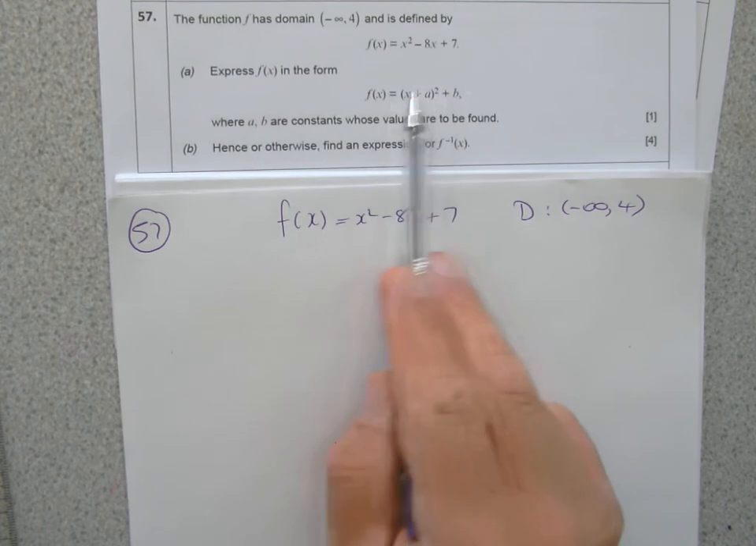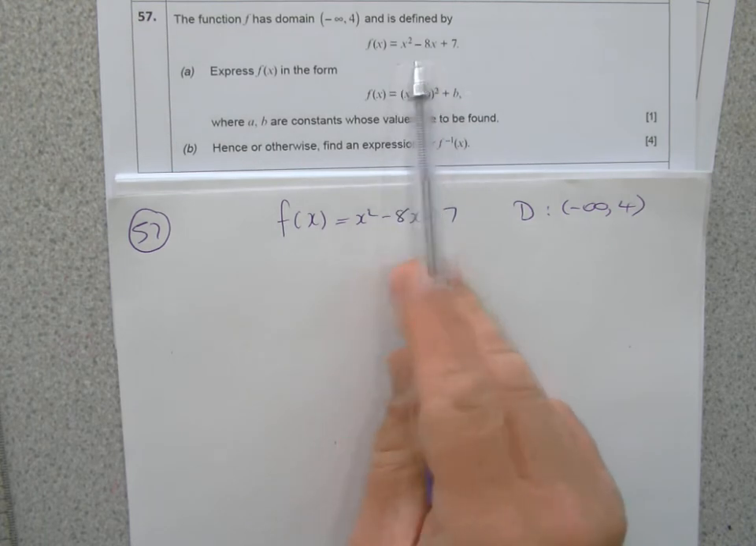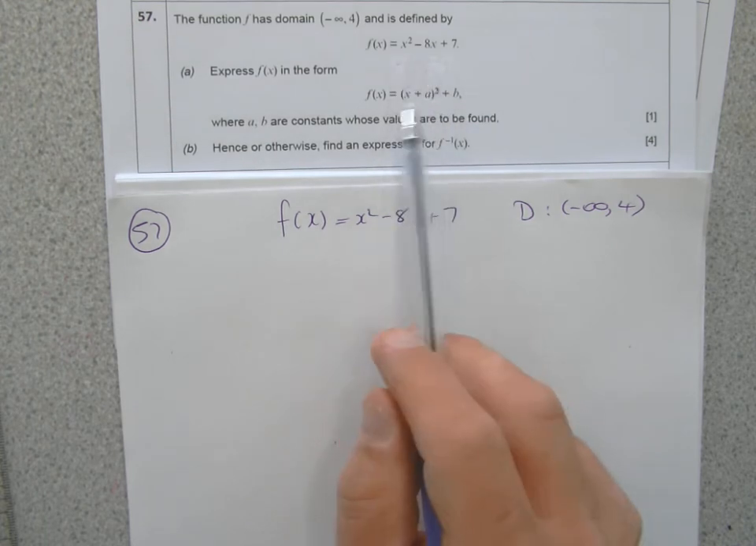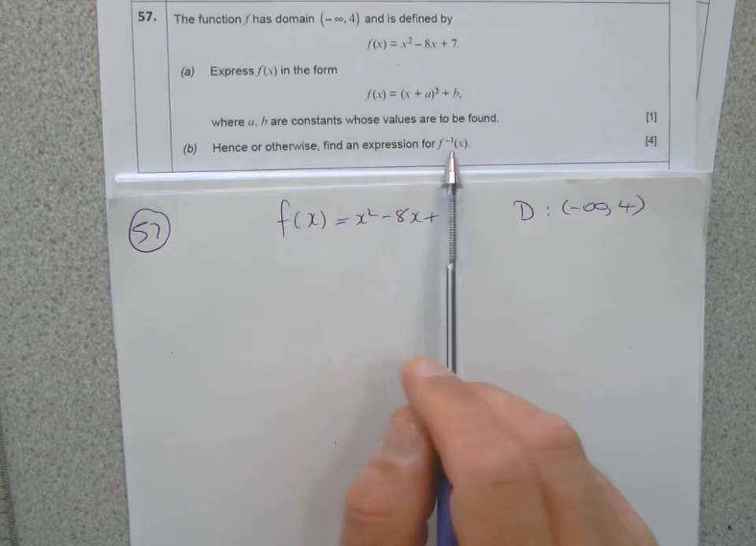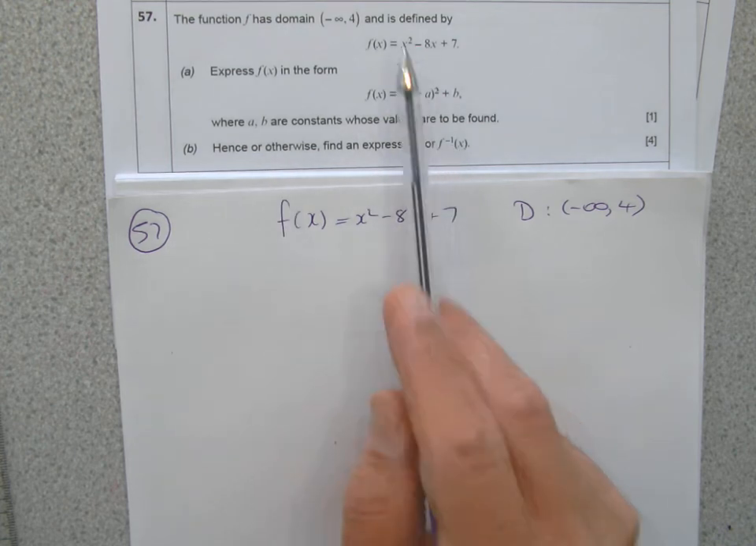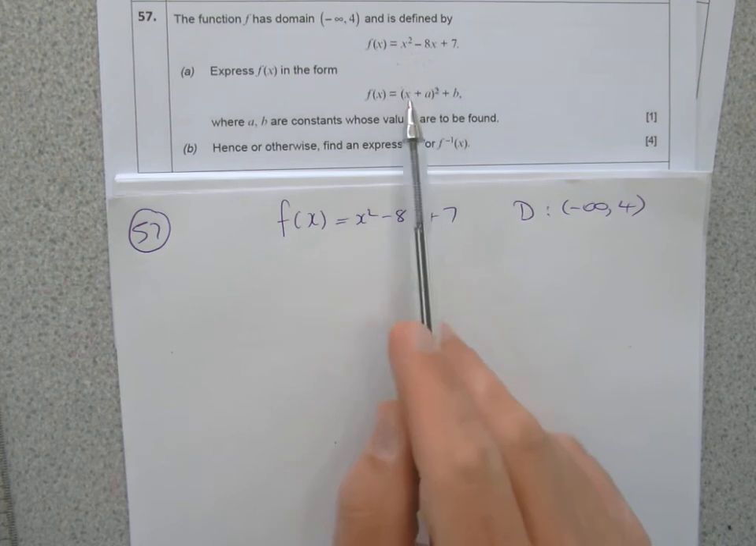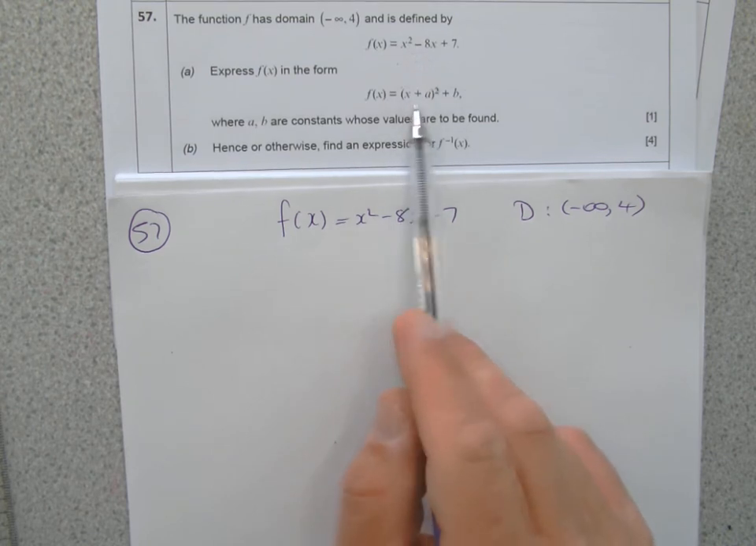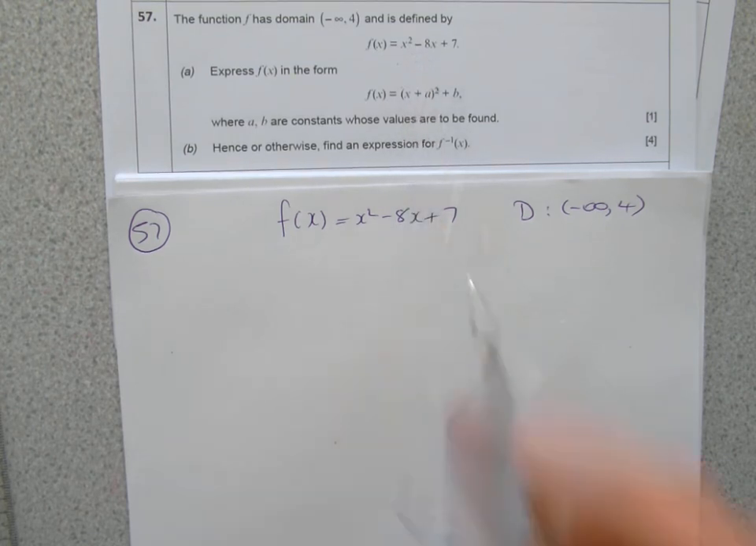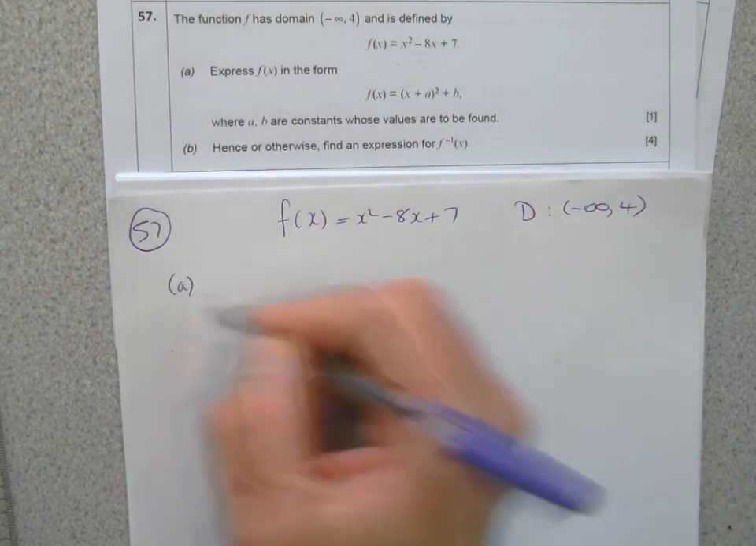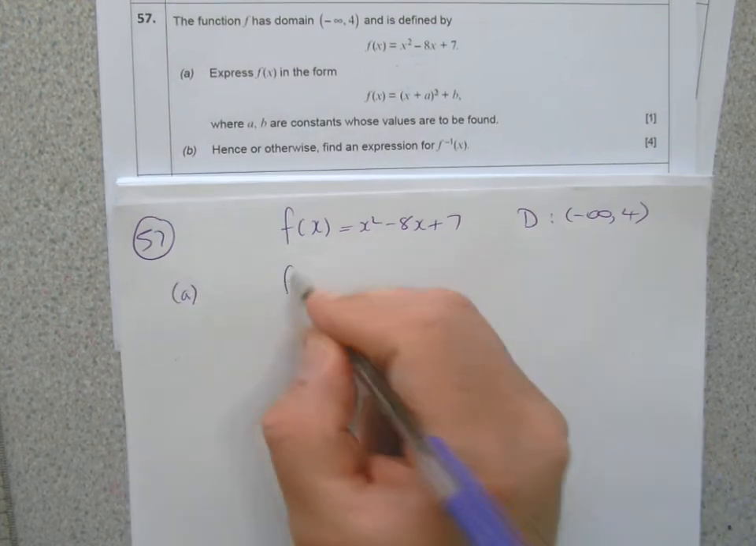Now this is asking us to complete the square, right? It's a quadratic function, and later on they're going to ask us to find the inverse function. The only way you can get the inverse function from this is if you complete the square, and they're telling you to do that here. That's what it's leading us to. So we're going to complete the square, getting it in that form.